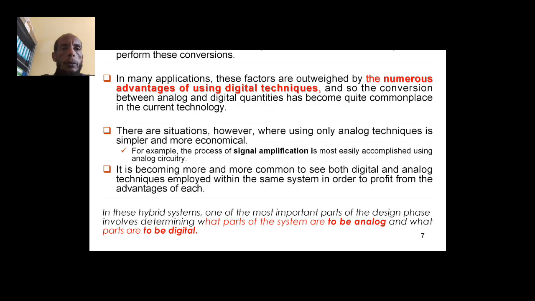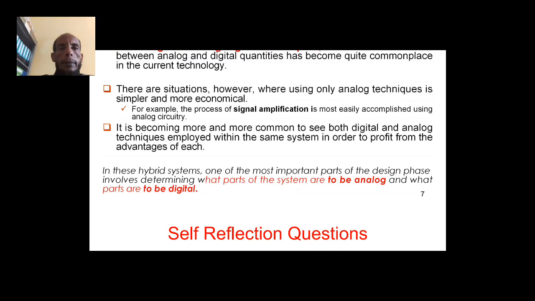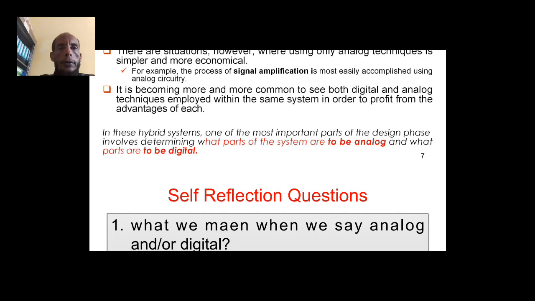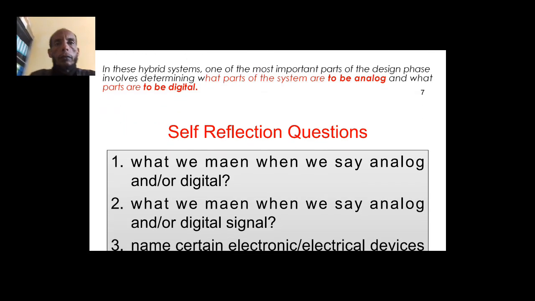There are situations where using only analog techniques is simpler or more economical. Analog is simpler when we compare it to complex designs, and it is more economical because digital needs other systems like signal amplification and others. It is becoming more and more common for both digital and analog techniques to be employed in the same system in order to profit from each, so it needs a conversion as we have seen. In this system we use a hybrid system, meaning a mixing of the two. That is how we use signals and how we can convert one form of signals to the other one.